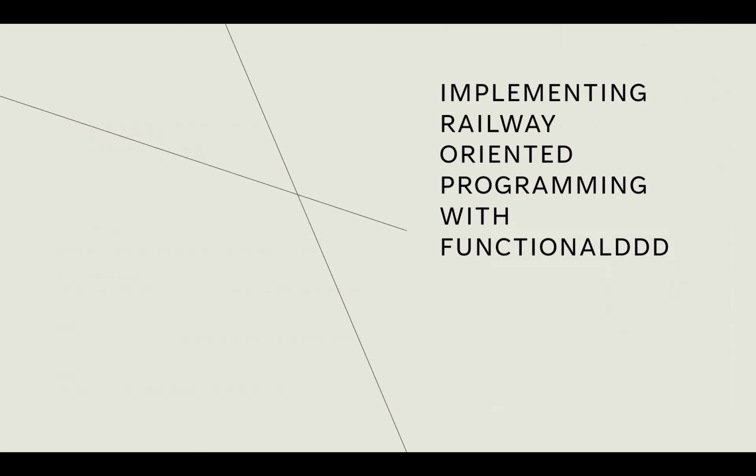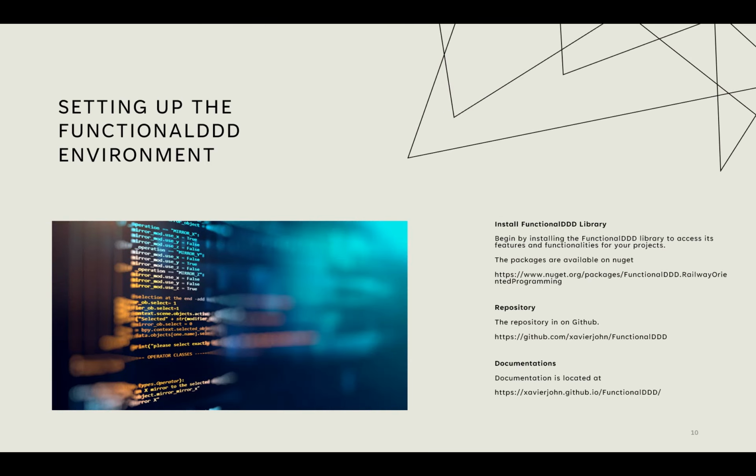In this section, we'll explore how to set up the functional DDD environment and start implementing railway-oriented programming, with practical examples to showcase its capabilities. To get started, you will need to install the functional DDD library and configure your C# development environment.